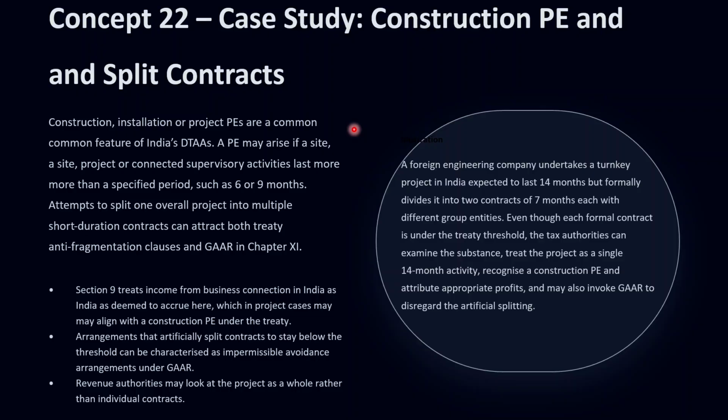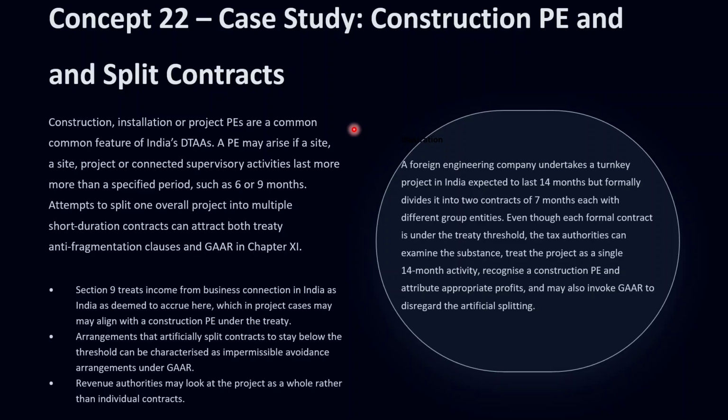Now, what sometimes happens in practice is that a foreign construction group or a foreign engineering group splits a single long project into multiple contracts. For example, civil work, installation and commissioning, each assigned to different group entities, each just below the threshold limit. So the tax administration will look at substance, guys. They will see, are these contracts really independent, or one integrated project being fragmented on paper?